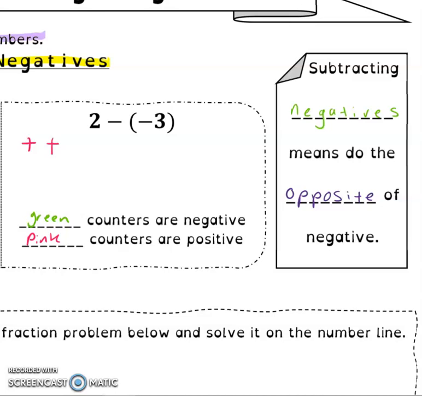So if you recall our 0 pairs, we can have a -3 and a +3, and that's the same as 0. So we're going to introduce 3 positives and 3 negatives. And this is equal to 0, right? That's one big 0. But now we can take away 3 negatives. So if we take away 3 negatives now, we're left with just adding.